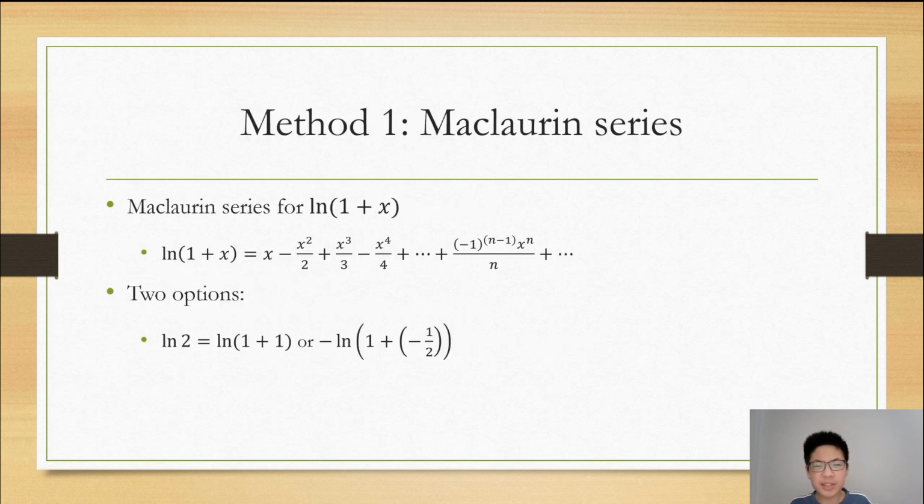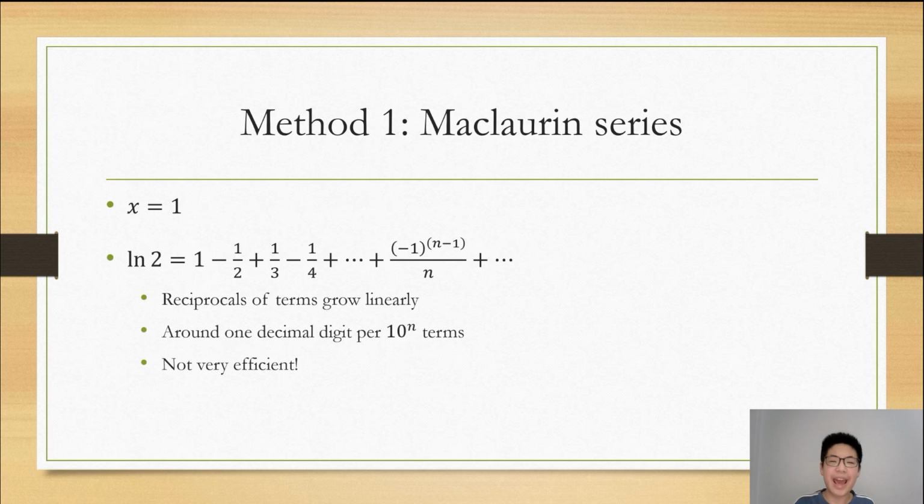The first method is to use Maclaurin series. The Maclaurin series for ln 1 plus x is found in the formula booklet if you took Cambridge A-level or A-level mathematics. Then you get ln 1 plus x equals this. Now there are 2 options. You have ln 2 is ln of 1 plus 1, or negative ln of 1 plus negative half. The second logarithmic expression may seem like going around in circles, but you realize it's actually negative ln half, which equals ln 2, following the reciprocal formula for logarithms.